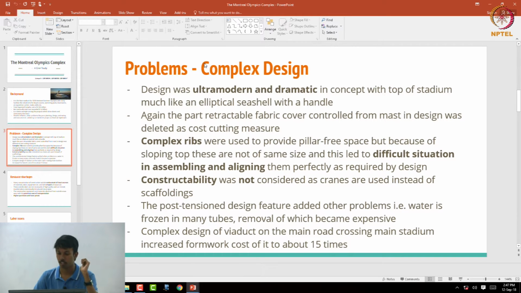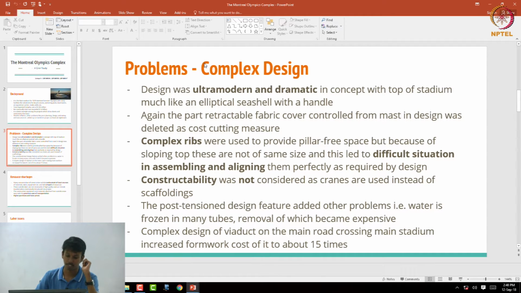And to get pillar-free space, they introduced complex ribs instead of pillars. As the top view of the stadium is inclined, these ribs are not of the same height, which led to a difficult situation in assembling and aligning. And one more thing, constructibility was not at all considered during the design, and the post-tension design feature used in this structure was one of the problems.